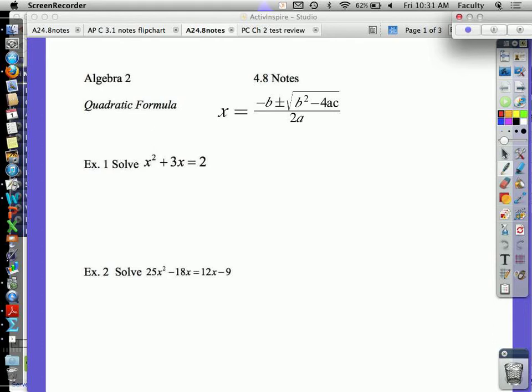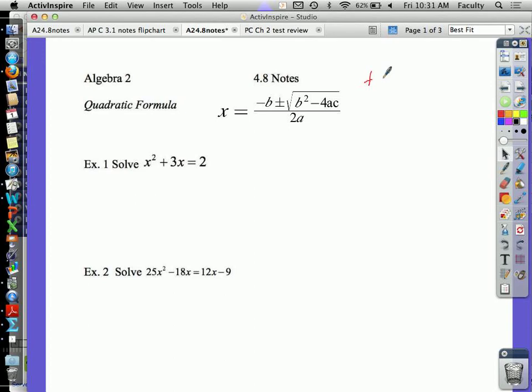The funny thing is, every time I solve one of these quadratic formula problems, that song is going through my head. So let's write down some steps, though. To solve a quadratic equation using the quadratic formula, here's what you're going to do. Step 1, write the equation in standard form.